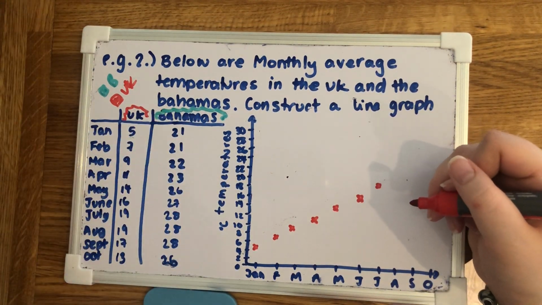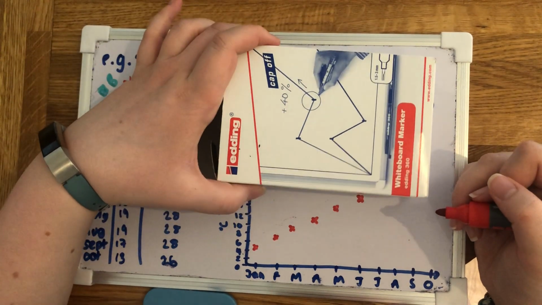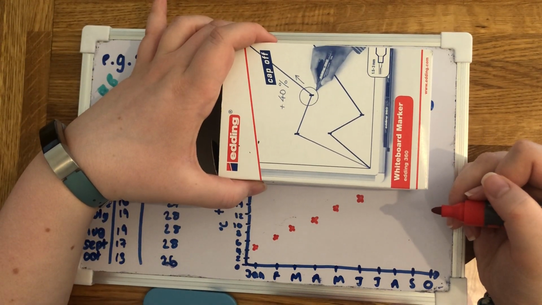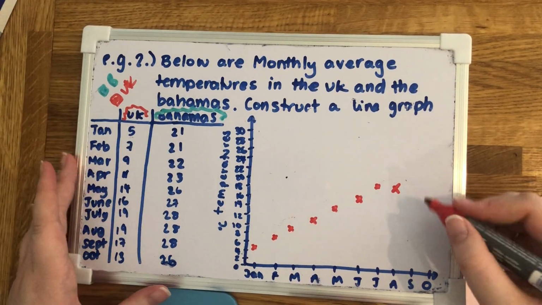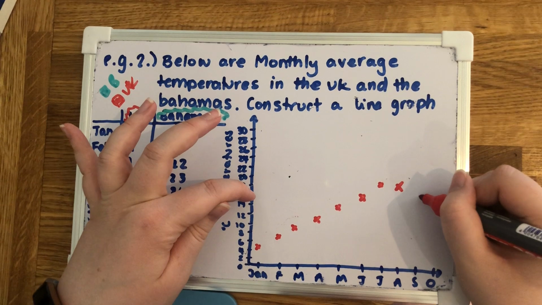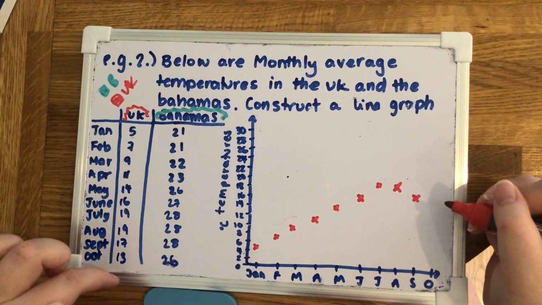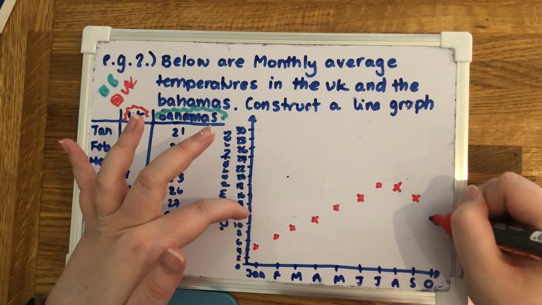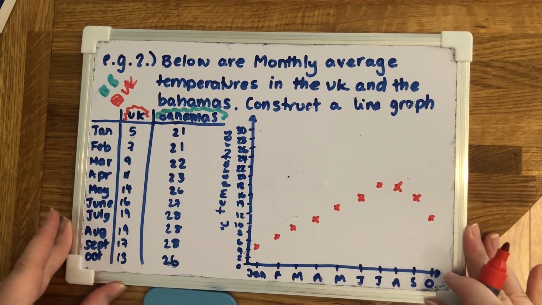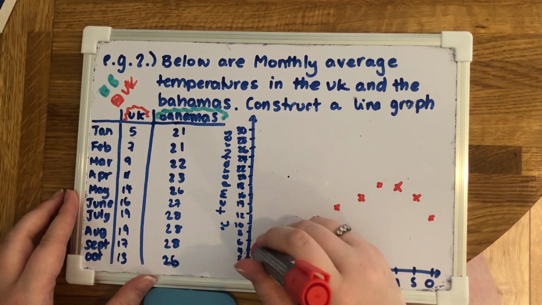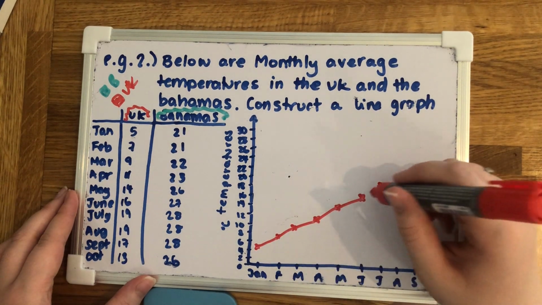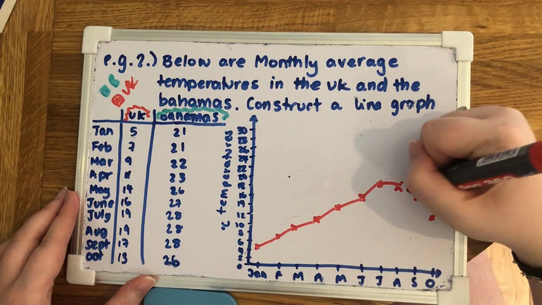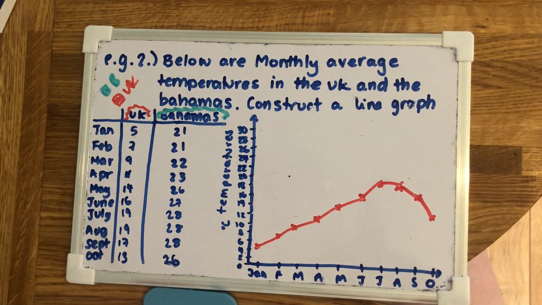I need to use my box. Yeah, and then 19 again, and then 17, and October 13. Okay, so there are all the points drawn, and then again we connect them with straight lines. It does have to be straight lines, that's really important. So that's for the UK.